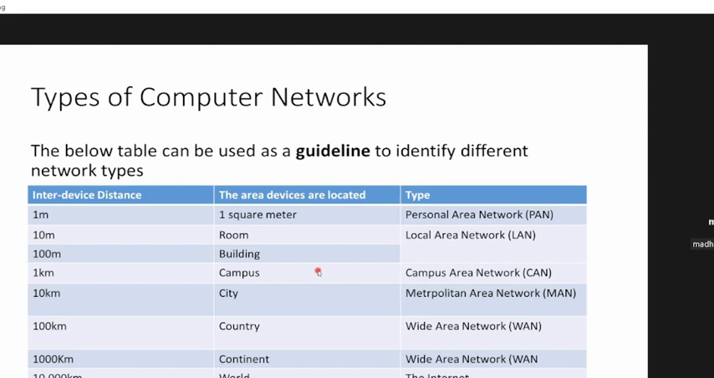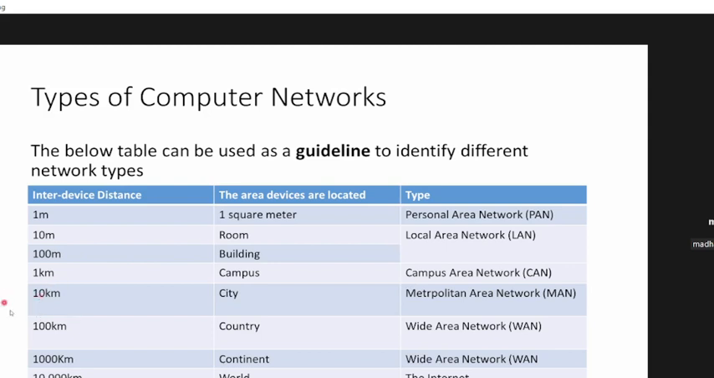Not only universities, right? It can sometimes be a hospital, let's say. In a hospital you have a number of buildings in a large area, but they are all owned by this hospital. So in that kind of situation, we call it a campus area network, or CAN. If you have multiple buildings within a certain area, that is called a CAN.